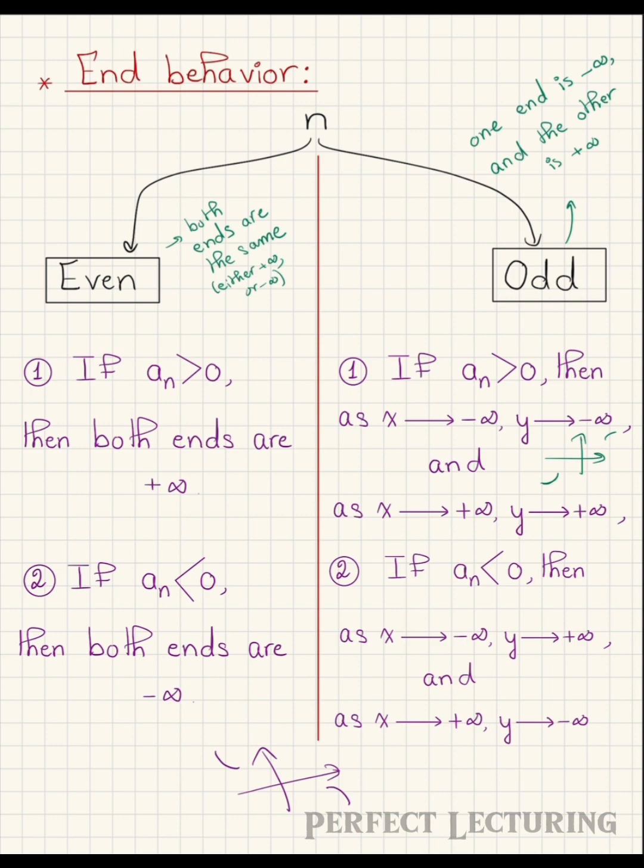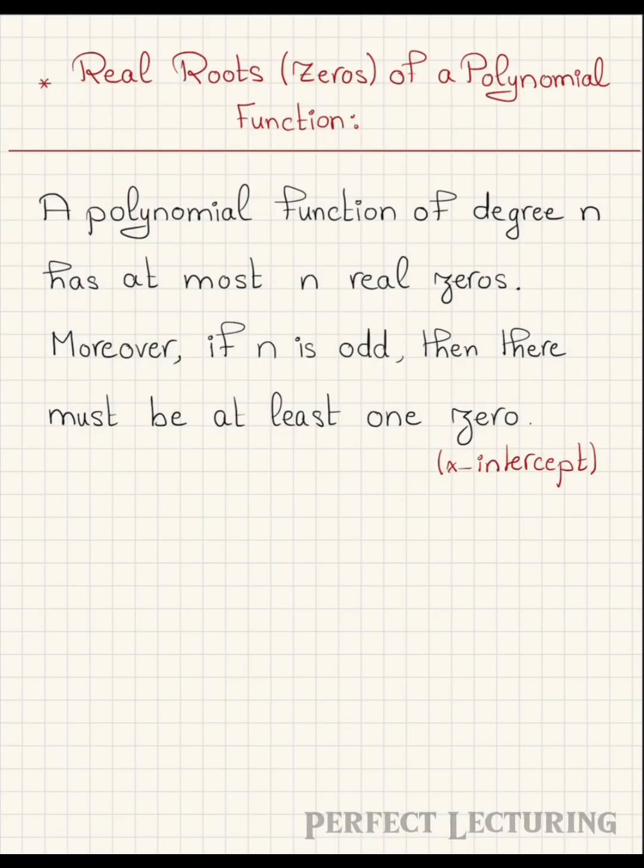Let us now move on to the real roots of a polynomial function. First of all, we need to know that a polynomial function of degree n will have at most n real zeros, or x-intercepts. So this means that we might either have n real zeros or less. And I repeat, we are here talking about real zeros, not complex zeros, which means there is a possibility to have less than n real zeros. But if n happens to be odd, then we will definitely have at least one zero. And this is not surprising.